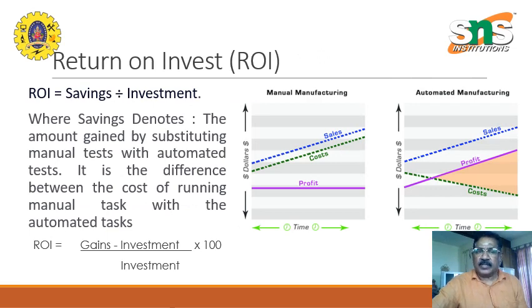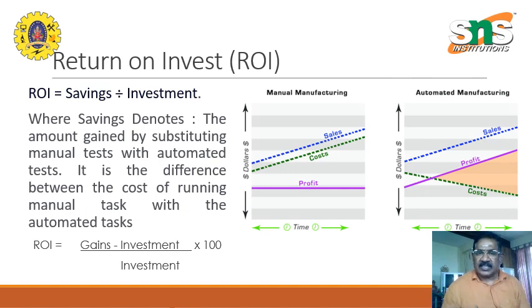The return on investment, ROI. The return on investment is simply the savings that we get because of automation over its investment. I invest a certain amount in trying to automate a particular machine. Now what will be my returns on that? How much gain can I make? How much profit will I get by investing in automation? This is the main justification for going in for automation.